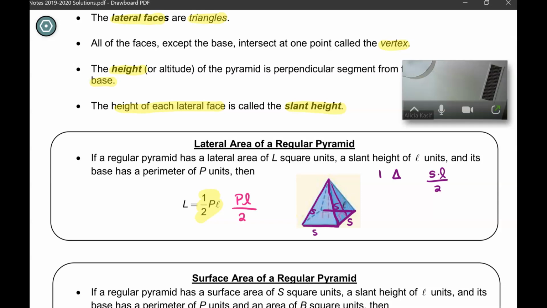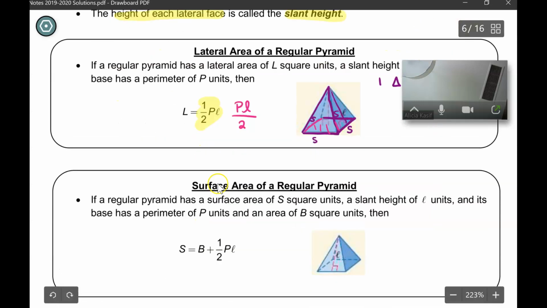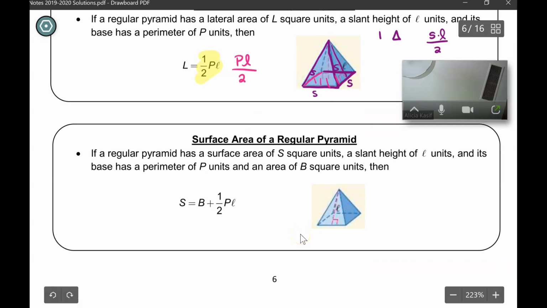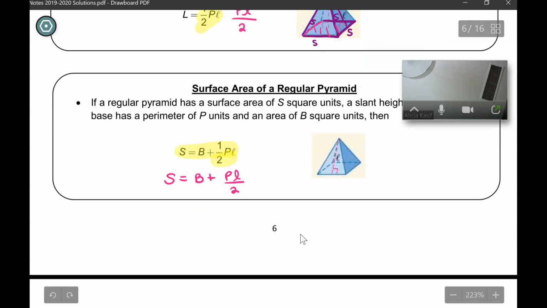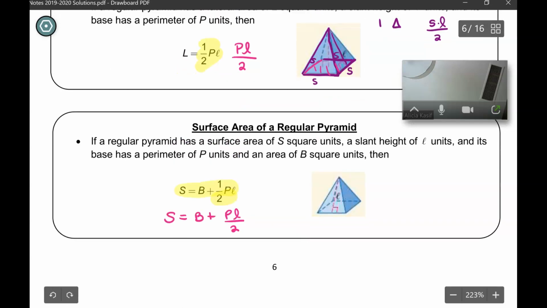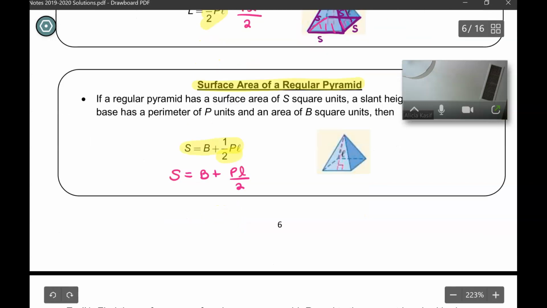Then if we're looking for the total surface area, we would take the lateral area and just add the base. Now with a prism, we had 2 bases. With pyramids, obviously we only have 1 base, so it's going to be B plus 1/2 perimeter times L. Again, you can just write that as B plus perimeter times L divided by 2. So this is the surface area of a regular pyramid.